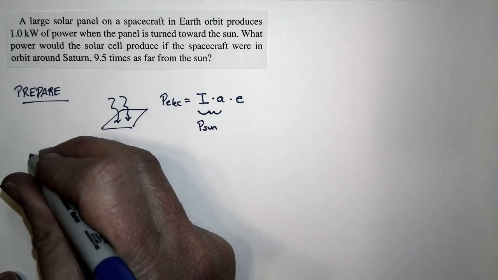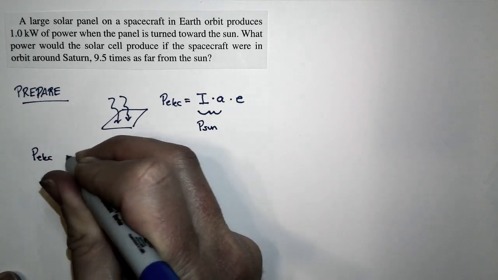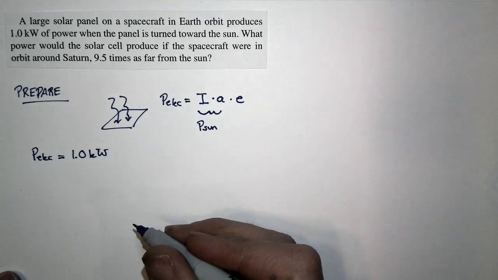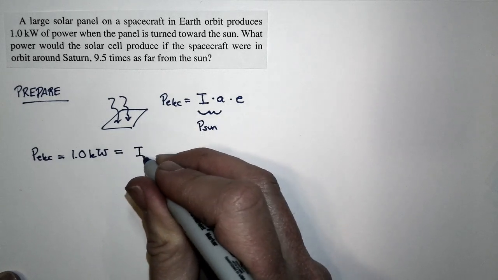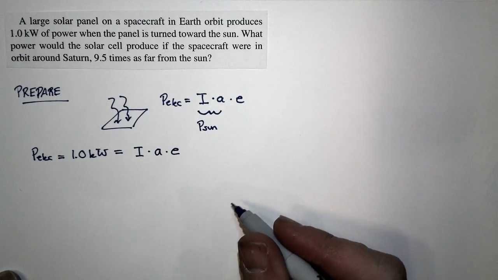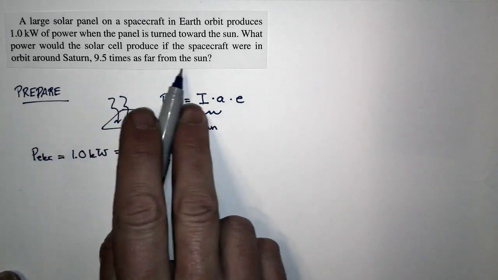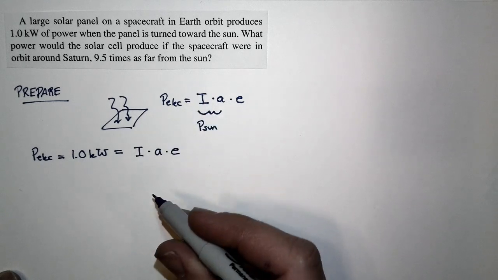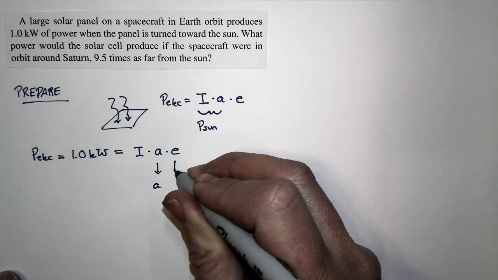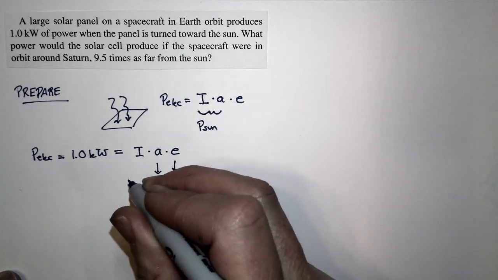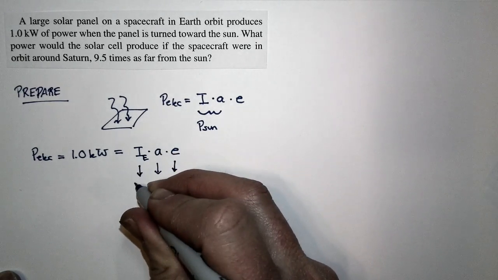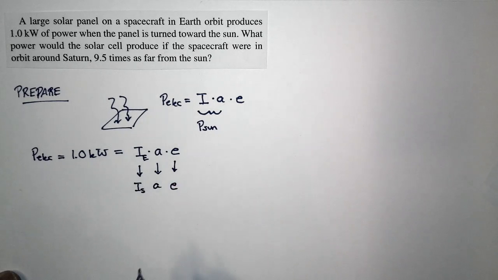At the distance of Earth, we have a particular solar panel that's producing 1.0 kilowatts of electricity. That's equal to the intensity of the sunlight times the area times the efficiency. Now if we take that spacecraft and move it to the distance of Saturn, 9.5 times as far away from the sun, here's what's going to change. The area stays the same. The efficiency of the solar panel stays the same. But the intensity changes. The intensity at the Earth decreases when I get to the distance of Saturn. We know that.